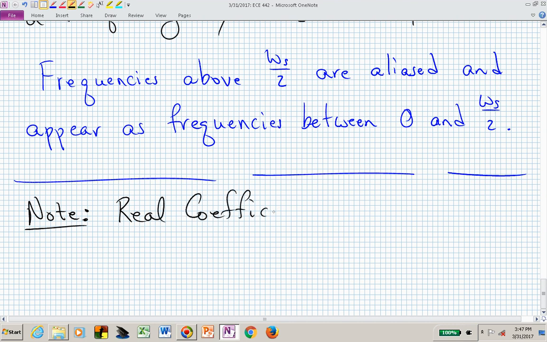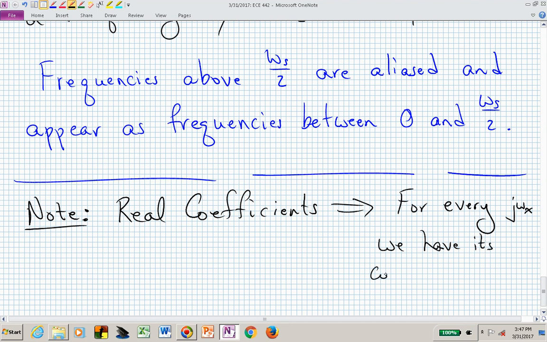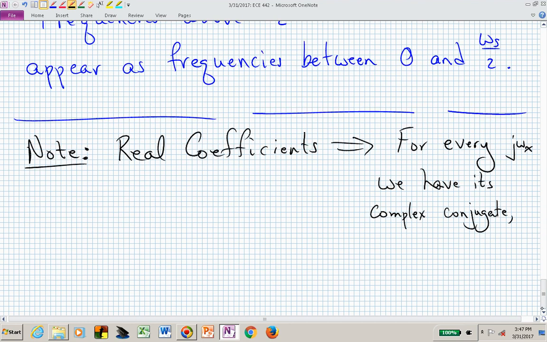And because of that, if we have a quantity j omega sub s, then we actually have to have its conjugate appearing. So complex numbers appear in complex conjugate pairs. So for every j omega sub s, we actually have its complex conjugate, which is given by minus j omega sub s.